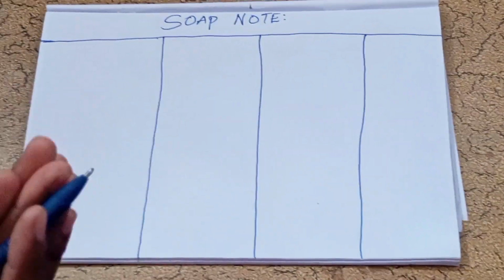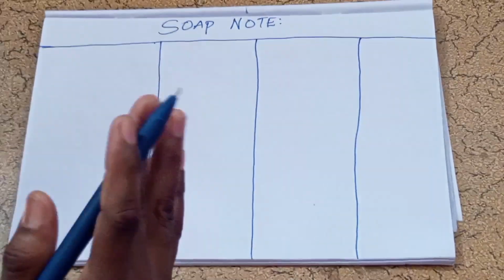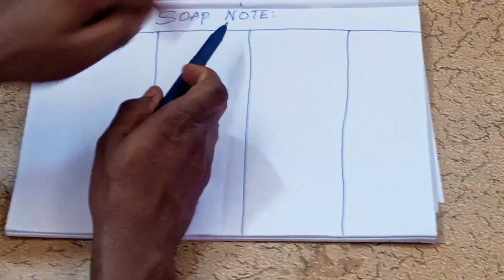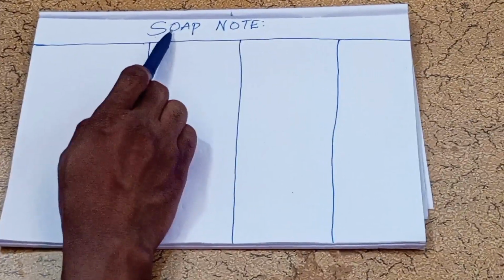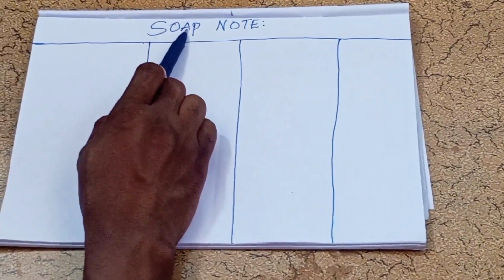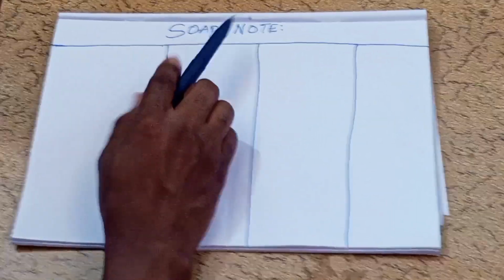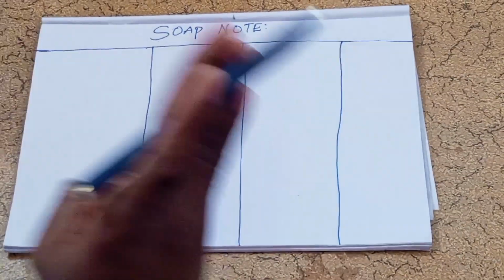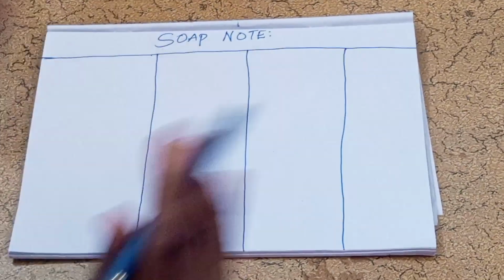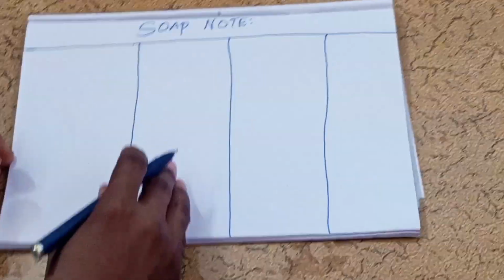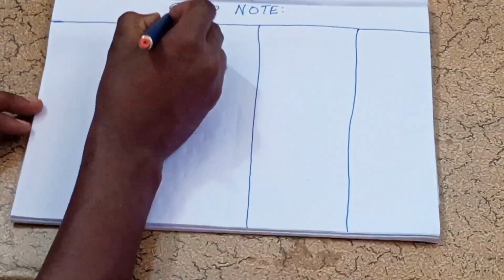So before I proceed, I would like to explain or identify the letters representing SOAP note. S represents subjective, O represents objective, A represents assessment, and P for plan. So now we shall be discussing one by one how to write a SOAP note on a patient's chart. So let us start with S.